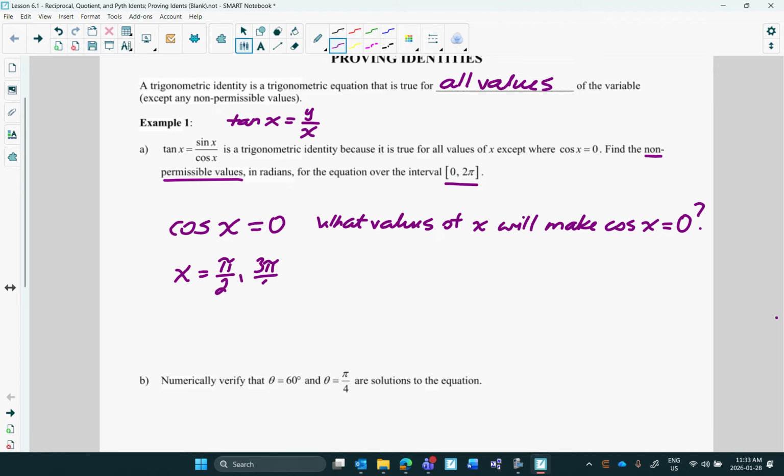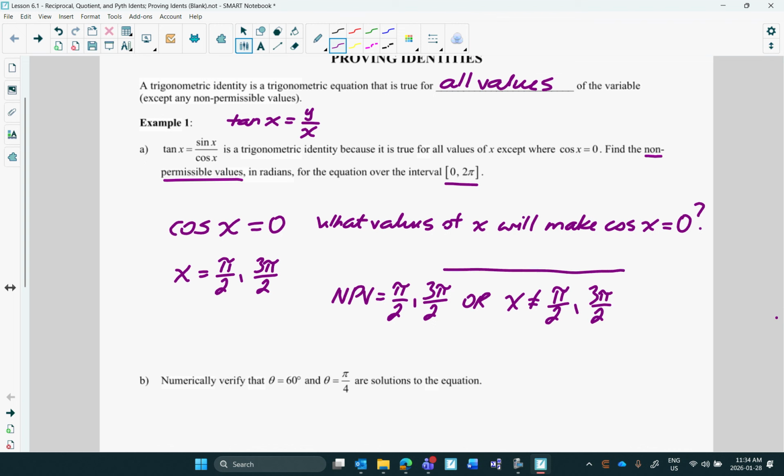So we would say it one of two ways. We would say the non-permissible values are pi over 2 and 3 pi over 2. Or we could say it like this: x cannot equal pi over 2 and 3 pi over 2. So these are your possible answers.